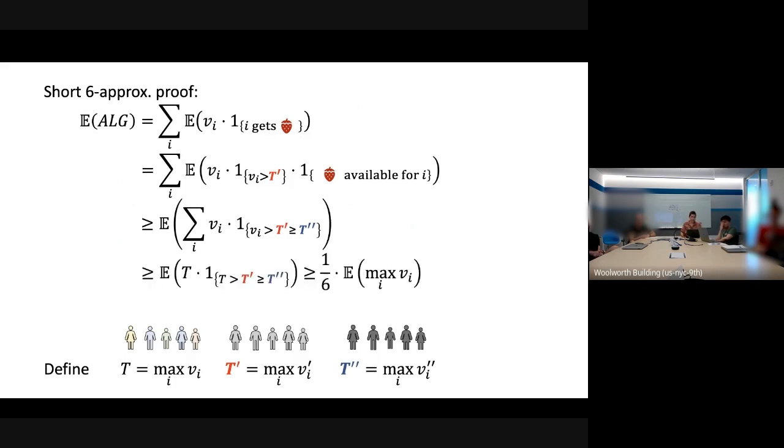And then we can lower bound the sum over i of Vi with the maximum over i of Vi, which is just another copy of the threshold, right? So we get the expectation of T times the indicator that T is larger than T prime, larger than T double prime. And now T, T prime, and T double prime are all IID values, right? If I have three IID values, there are 6 possible orders of these three IID values. So we get 1/6 times the expectation of one of them, at least. So that's a simple proof of this 6 approximation.